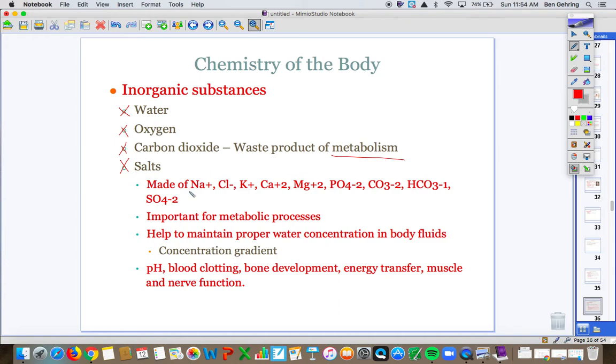And then salts are made of things like sodium, chlorine, potassium, calcium, magnesium, phosphate, phosphite, carbonates, bicarbonates, and sulfate. These are important for metabolic processes. You don't have to know these by any means. Those are just examples. They work to maintain water concentrations. And they also function in things like pH and blood clotting. Maintaining all of those, make sure those are stable and at a level that we can function at.